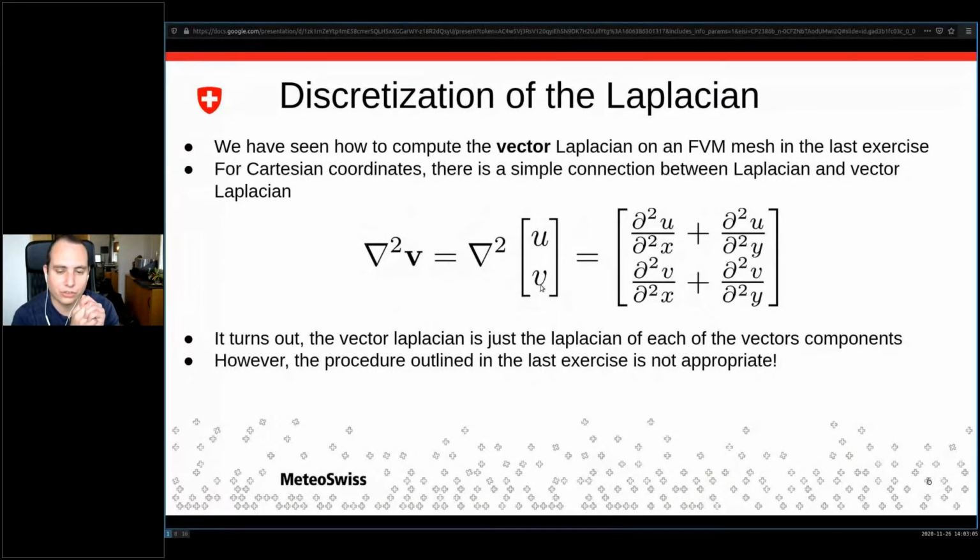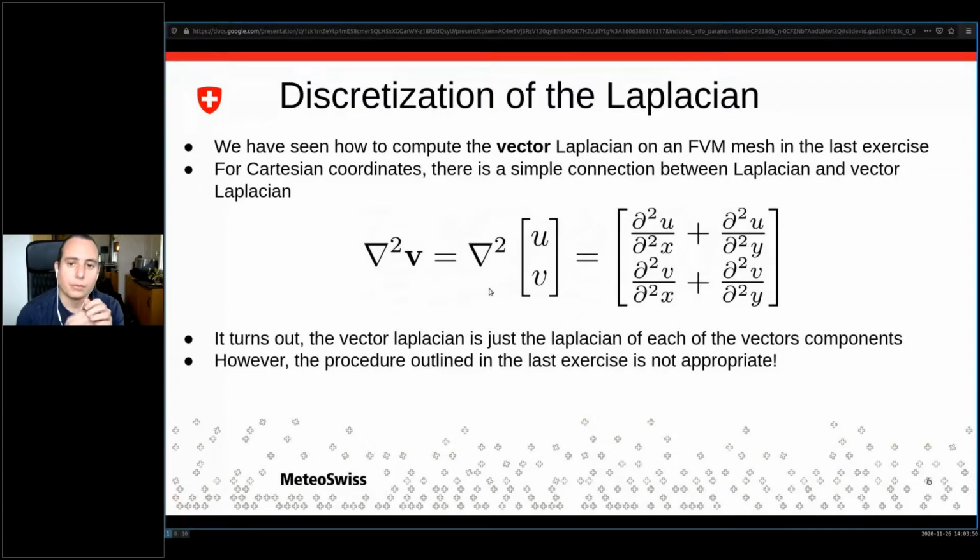And now for the very last exercise, when you were able to reach that far, you computed the vector Laplacian, or rather the vector Laplacian times the edge normal, but still, you computed the vector Laplacian. And now on Cartesian coordinates, the vector Laplacian is simply connected to the normal Laplacian, so to speak, because in this case, the vector Laplacian is just a Laplacian applied to each of the components. So you could express one using the other if you wanted to. But we will not be able to use the approach we did last time.